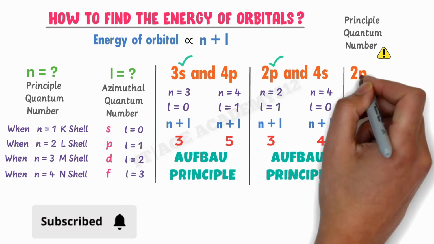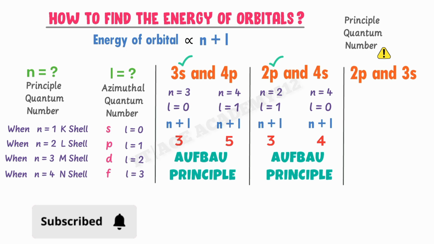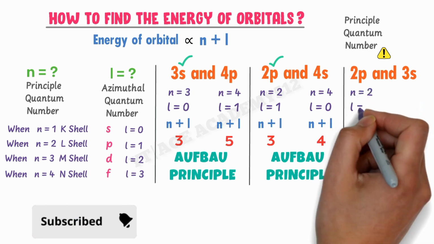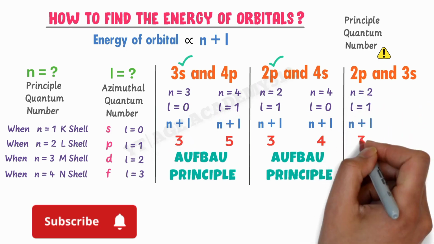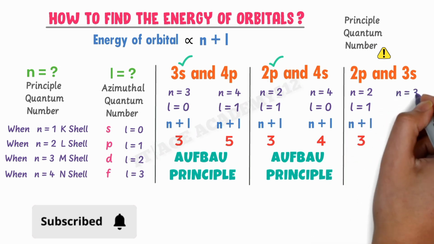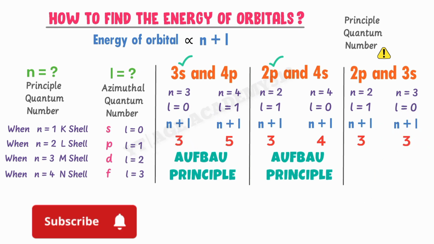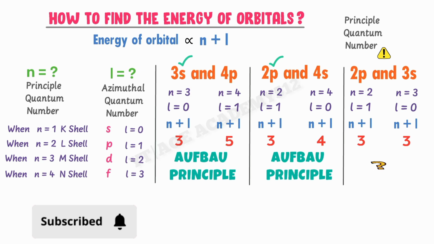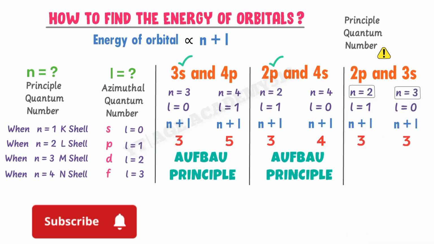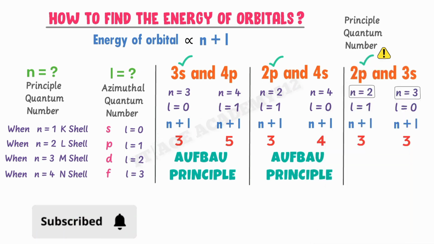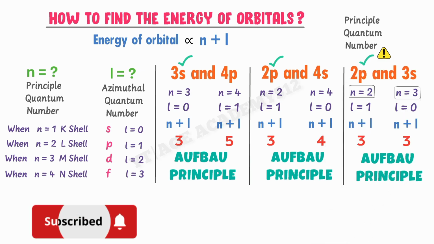One last special case is 2p and 3s. In case of 2p, n is equal to 2. For p, L is equal to 1. So n plus L is equal to 3. In case of 3s, n is equal to 3. For s, L is equal to 0. So n plus L is equal to 3. Again we get same value of n plus L for both the orbitals. Can you guess which orbital has less energy? I hope you can. The principal quantum number of 2p is 2 and that of 3s is 3. So 2p has lower energy than 3s. Therefore, according to AUFBAU principle, firstly, electrons will fill 2p orbital.